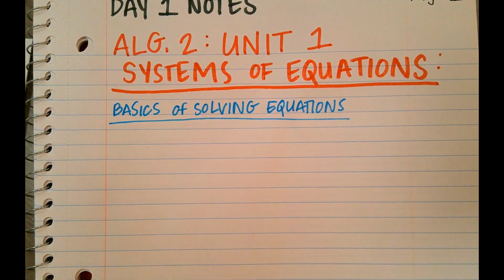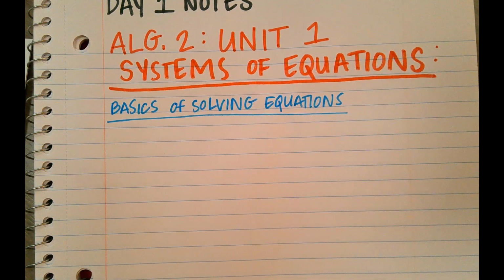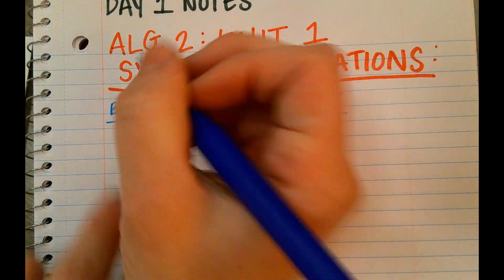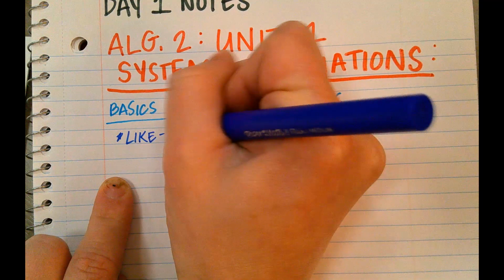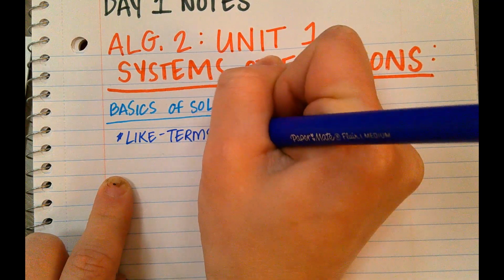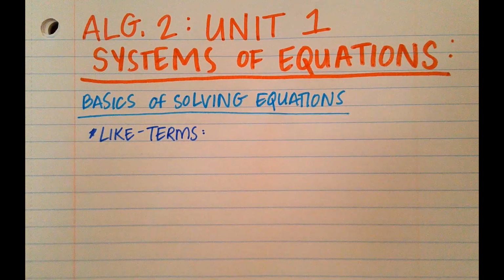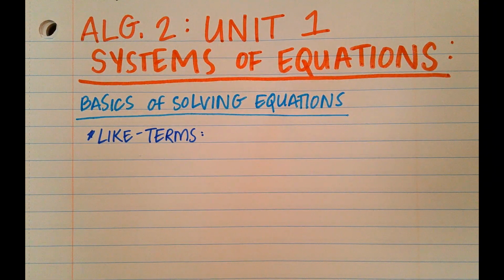So first of all, there is a sort of vocabulary word that you're going to probably hear me say quite a bit, and that is like terms. Does anybody know what like terms are? Or has anyone ever at least heard that? Yeah, sound familiar? Negatives and positives, maybe? You're in the right direction. They have the same variable. Yes, it's the same variable.